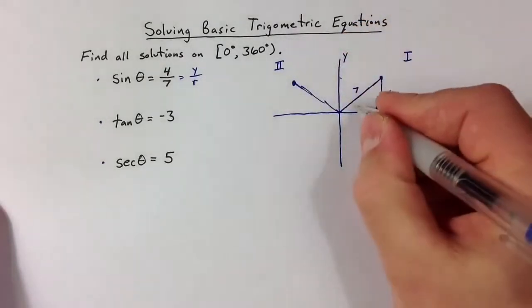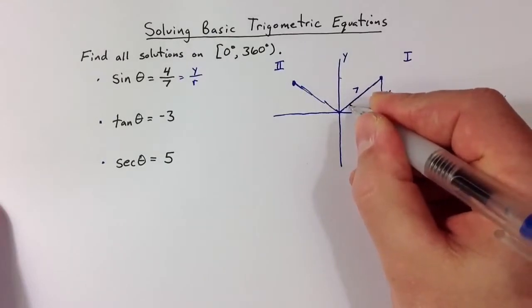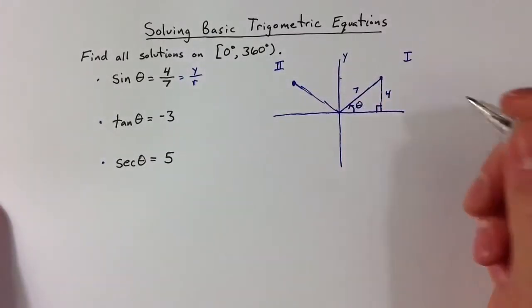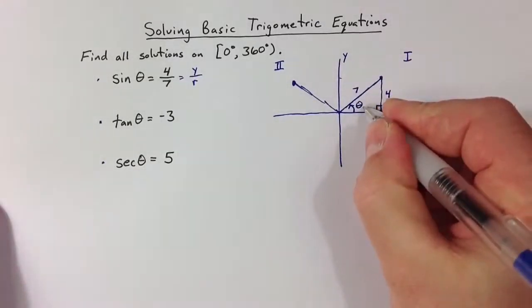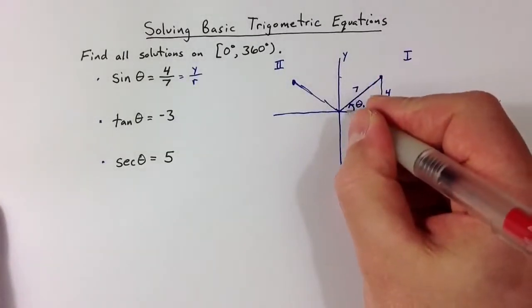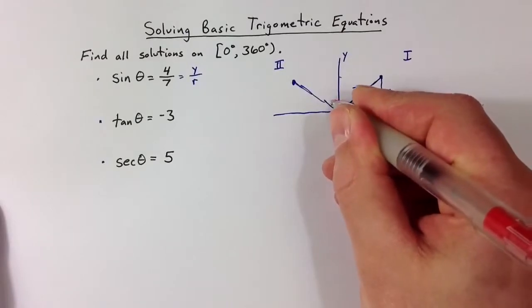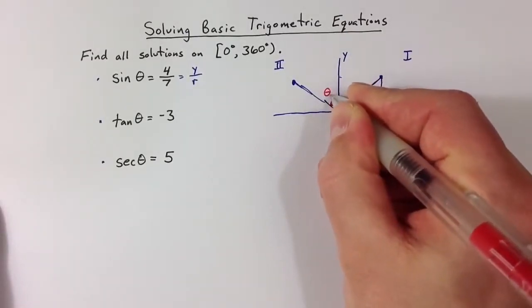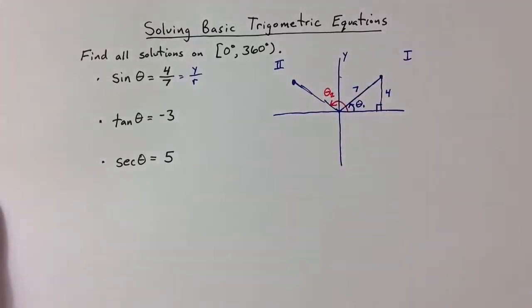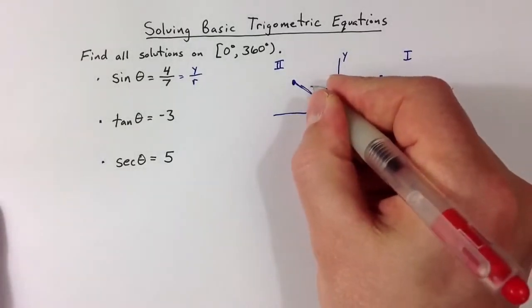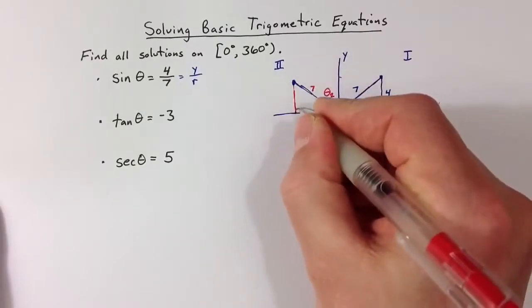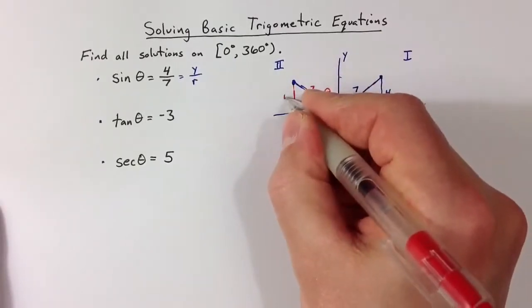And so we're interested in finding two solutions. I'm interested in finding the angle value of this solution. I could call it theta 1, I guess. And I'm also interested in finding the angle value here of this second solution. And I could call that theta 2, because this second solution will also have a hypotenuse of 7. I could create an angle with a hypotenuse of 7 and a y value of 4.